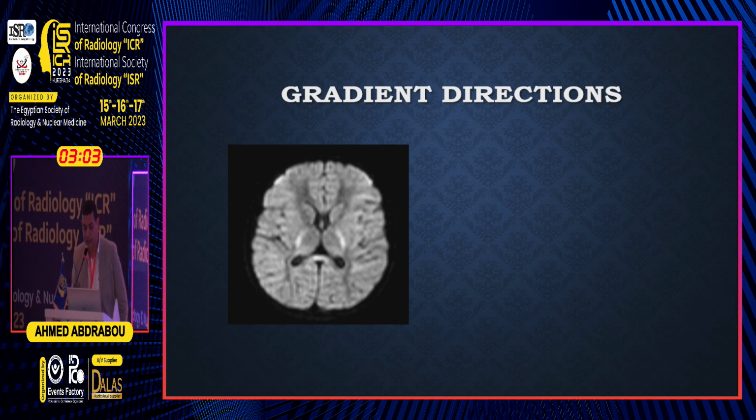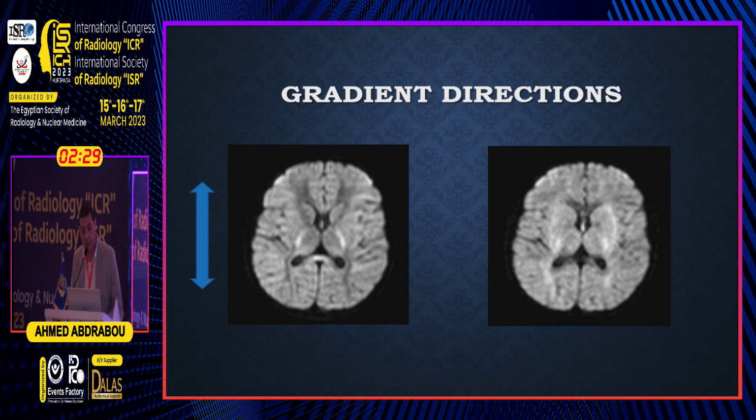If you look at this gradient, you will find that the fibers in the anterior thalamic radiation here are low signal, while the fibers in the corticospinal tract are bright, and the splenium of the corpus callosum is also bright. So we conclude that the diffusion gradient is applied in an anteroposterior direction. That's why this fiber loses its signal.